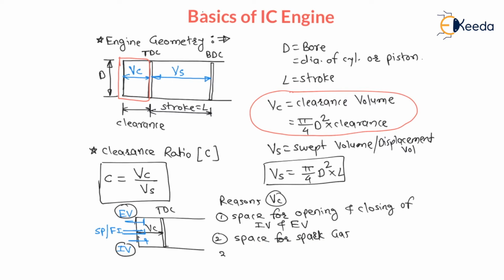Now the third reason is that during combustion the temperature inside the piston cylinder mechanism is very high. Because of this high temperature there will be thermal expansion of the piston, and for this thermal expansion we need space. Therefore the third reason is space for thermal expansion of the piston. These are the three basic reasons because of which clearance volume is always provided inside the engine.